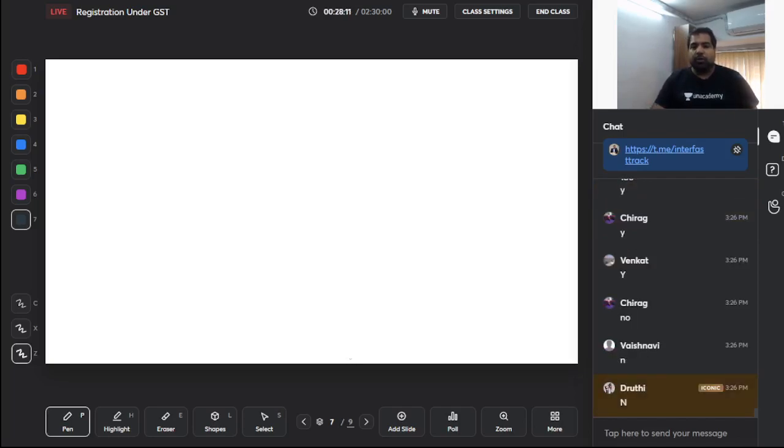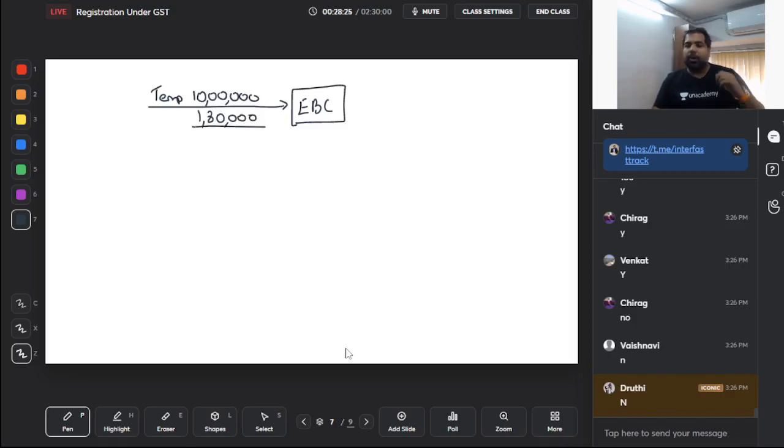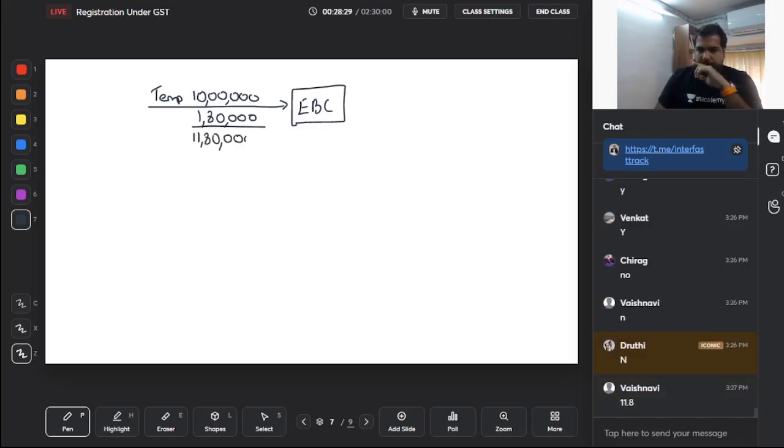So here we go. This is Electric Bike Company. They have bought a Tempo for 10 lakh rupees, on which the GST is 1,80,000. So how much will you pay totally for the Tempo, guys? You will pay 11,80,000 for the Tempo. Guys, this Tempo is going to be used for business purposes, etc.